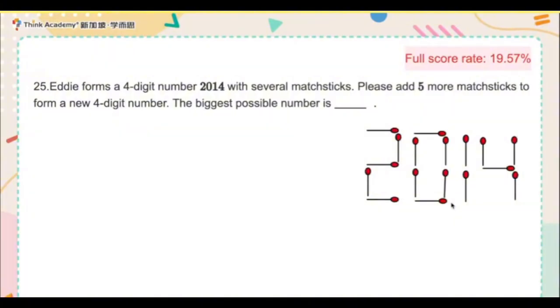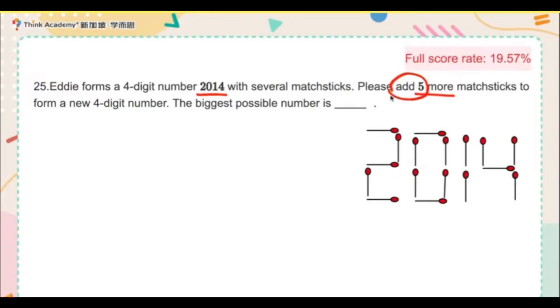Then this time, let's move on to the last question for today. Let's read the question. As for this one, also only 19% of us got it correct. So let's take a look. Eddie formed a 4-digit number, 2014, with several matchsticks. Please add 5 more matchsticks to form a 4-digit number. Be careful, everyone. Add 5 more means that we need to put more, right?